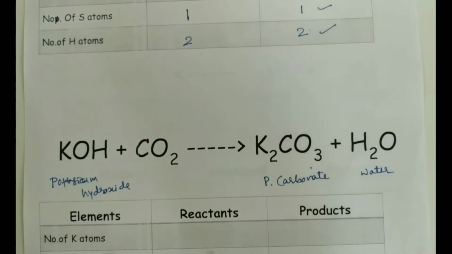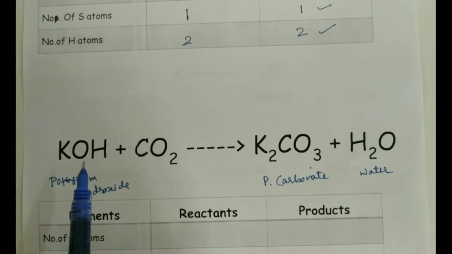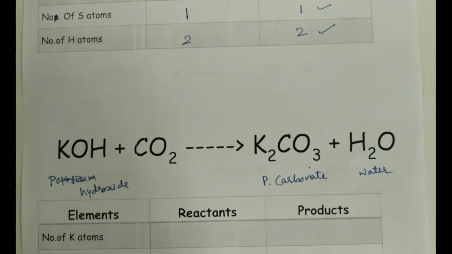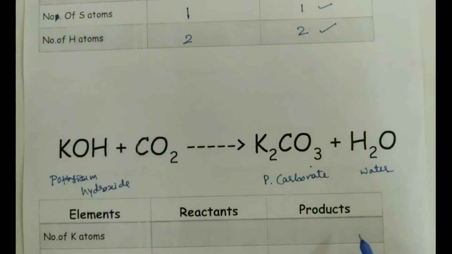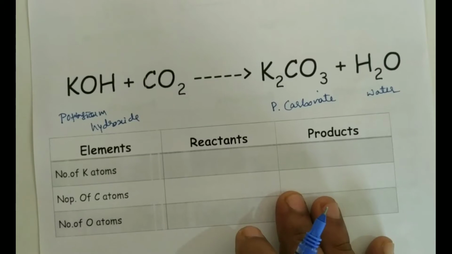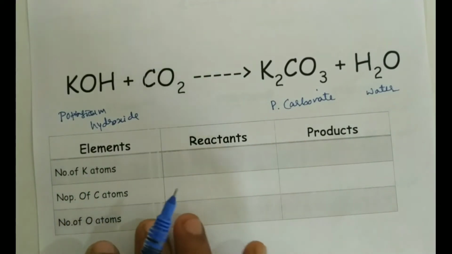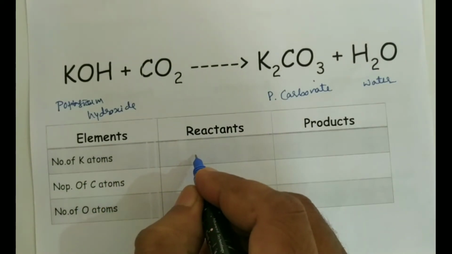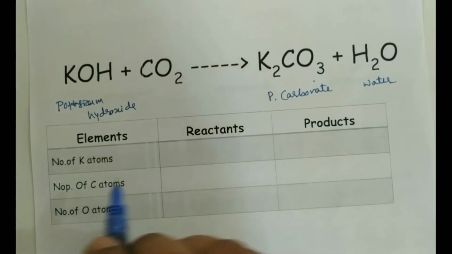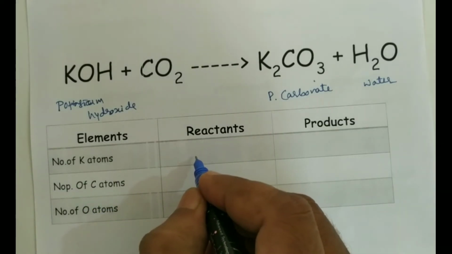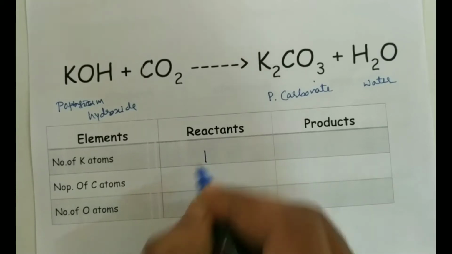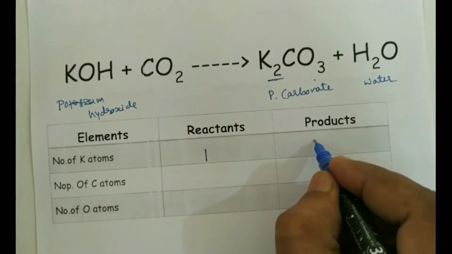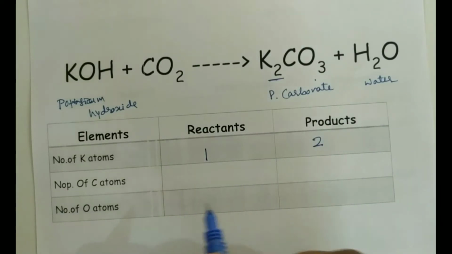See whether the equation is balanced or unbalanced. First check. For that, what elements are involved here? There is a potassium atom, a carbon atom, and an oxygen atom. Write those atoms at the reactant and product side. So we'll write the number of atoms first. At the reactant side, what is the number of K atoms at the LHS? Yes, it is 1, right? But at the product side, it is 2.